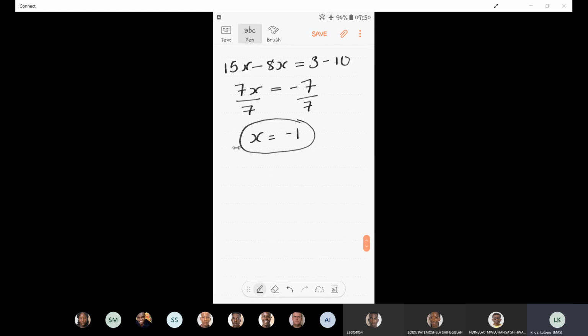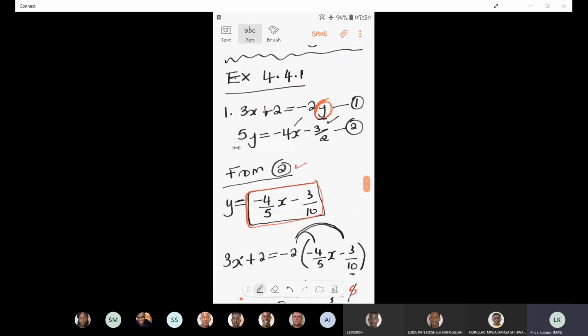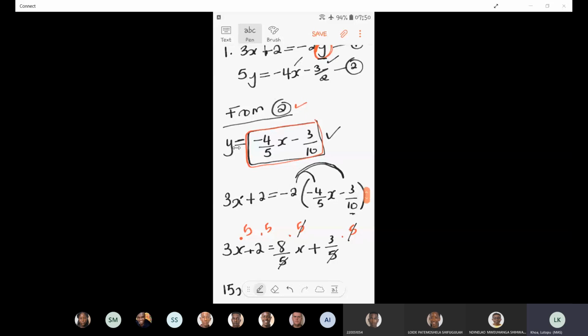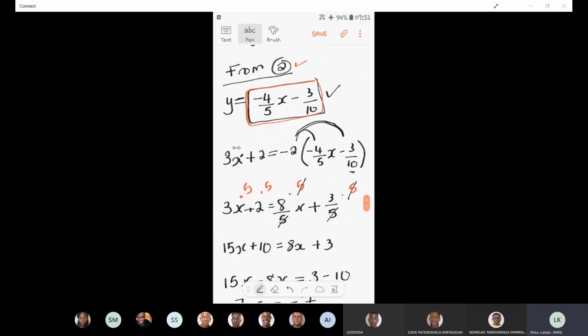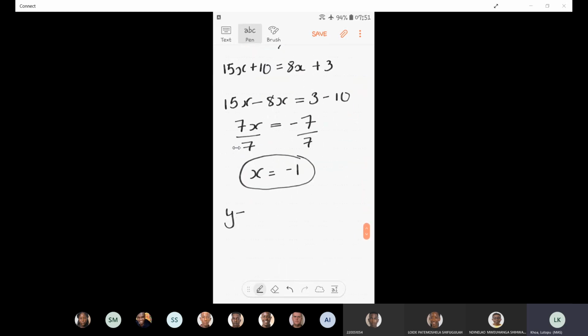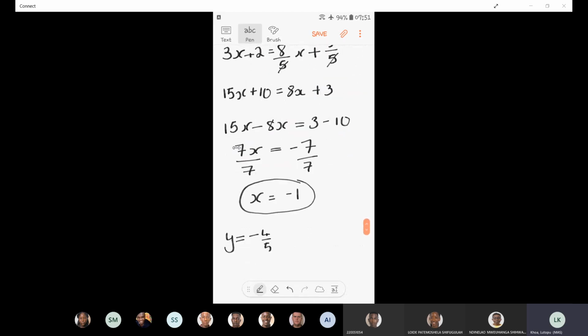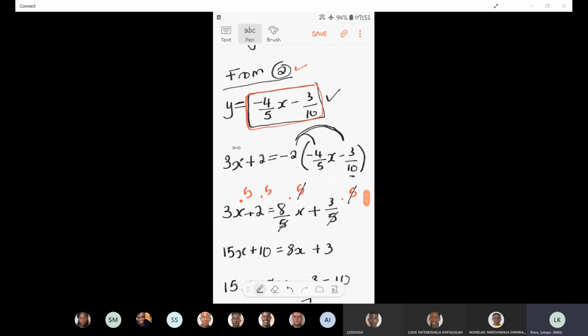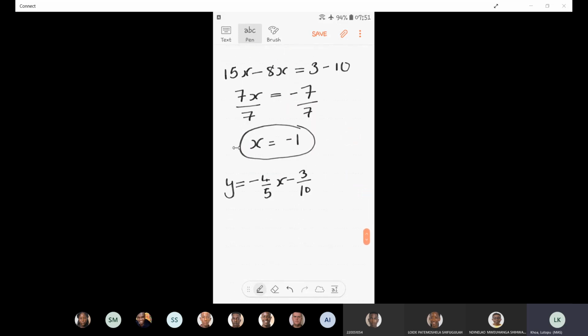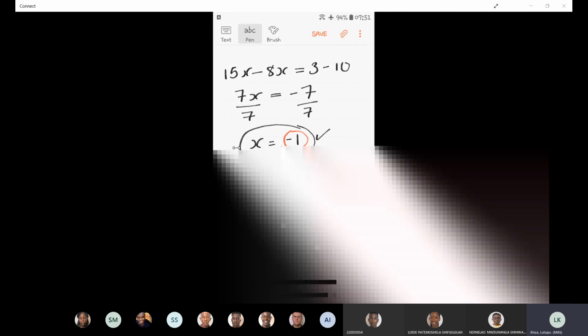Okay, then I need to go back to the equation where I made y the subject of the formula, and here it is. And then what I will do is substitute x into that equation to solve for y. So what I have is this: y is equal to negative 4 over 5x minus 3 over 10. Then this value of x, negative 1, is what I'm going to substitute over there.